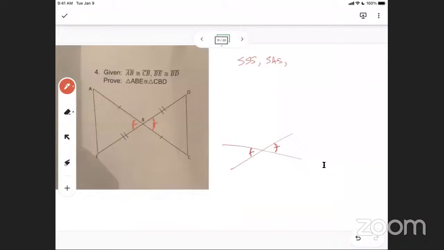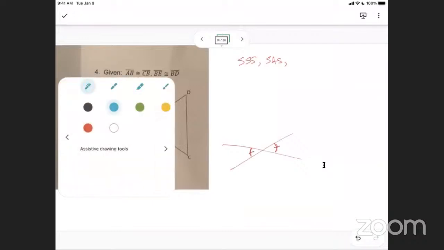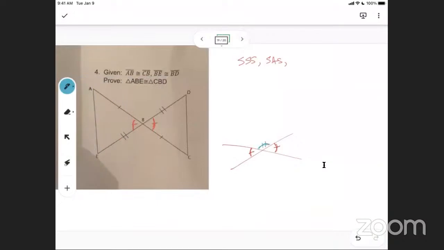Okay. So those angles are congruent to each other, and these angles here are congruent to each other. Those are called vertical angles. And what you say is vertical angles are congruent. That's the property. Okay. Vertical angles are congruent. So that's really all we need, isn't it? We can write our proof up.